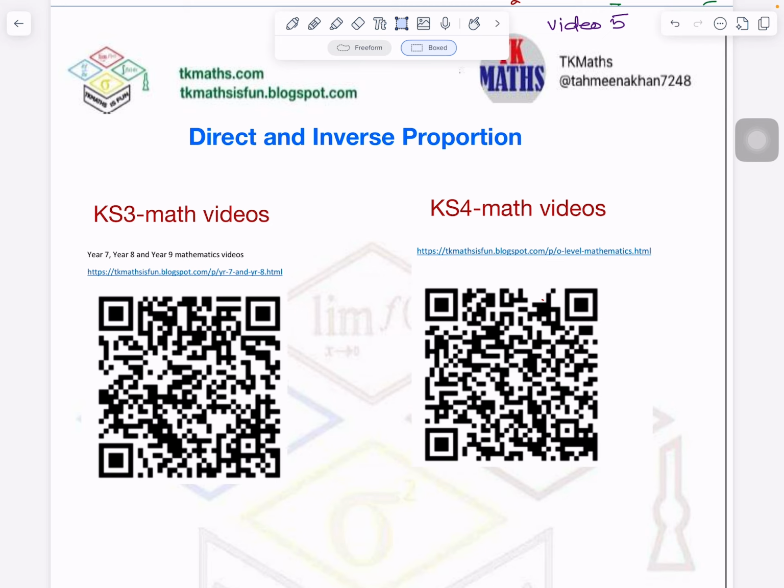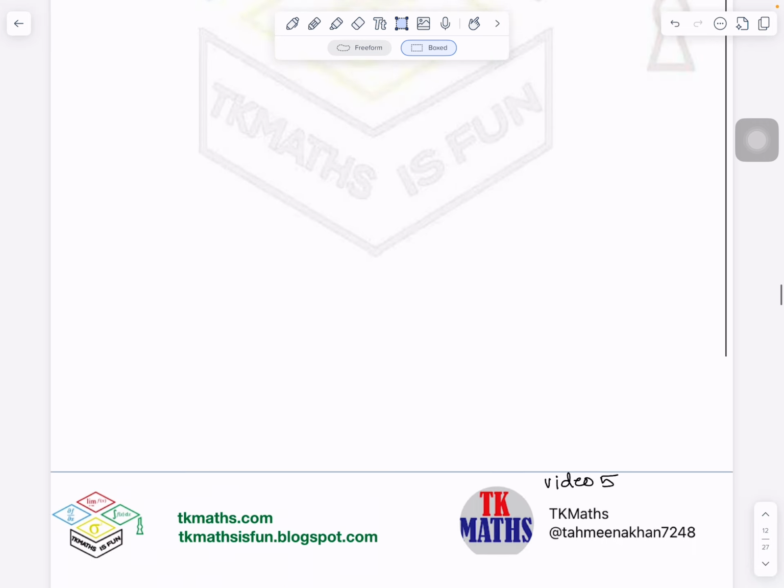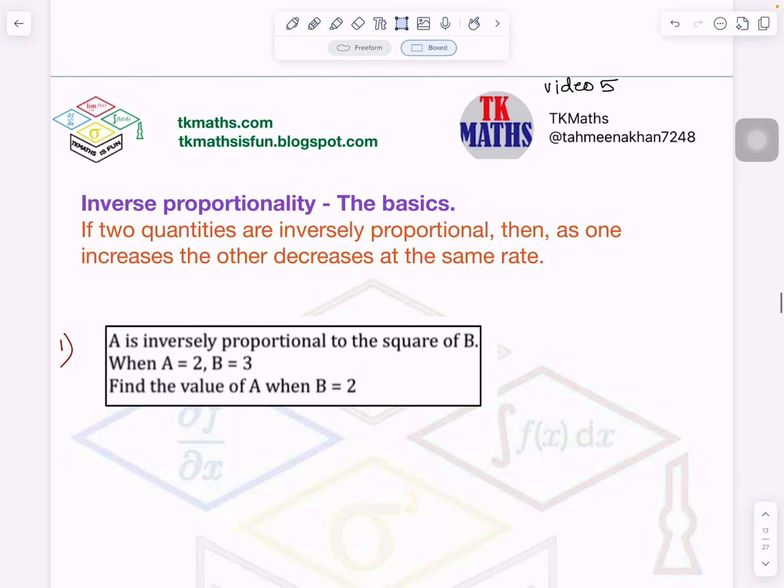In today's video, which is video number 5 in the series on direct and inverse proportion, we will focus on inverse proportion. So here are the two QR codes. You can find all my videos on Key Stage 3 and 4 on these QR codes. So let's start with the questions.